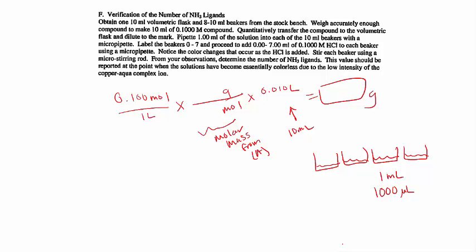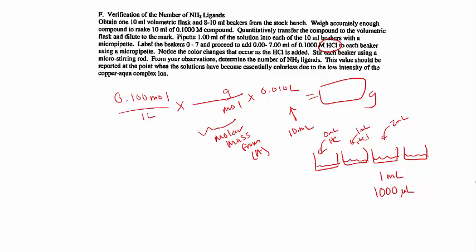Okay, so you do that, and then it says label the beakers 0 through 7, and then add 0 to 7 milliliters of 0.1 molar HCl, so hydrochloric acid. So this is 1 milliliter of your stuff. In the first one, you'll add 0 milliliters of HCl, 1 milliliter of HCl, 2 milliliters, you get the idea. Okay, so you'll do that for all of your beakers. Using a micropipette, notice the color changes that occur as the HCl is added to each beaker. Using a glass stirring rod is fine.